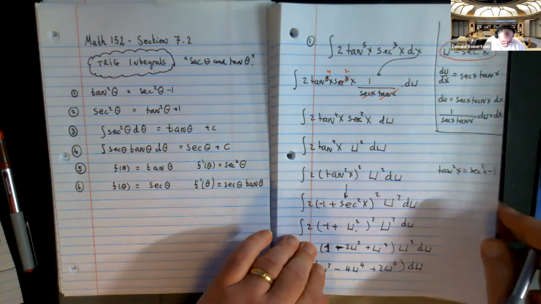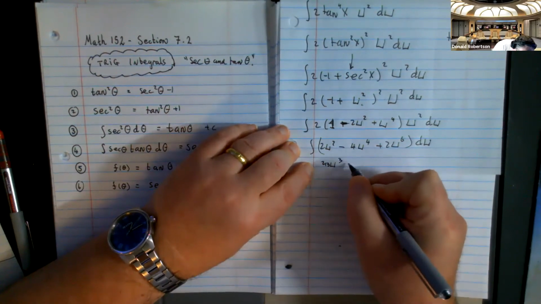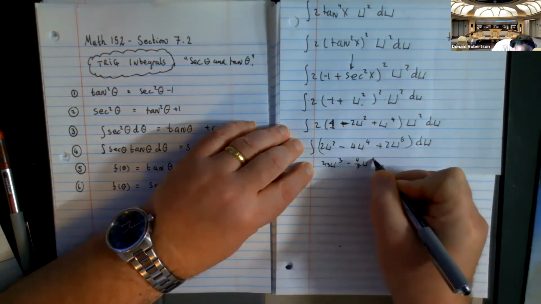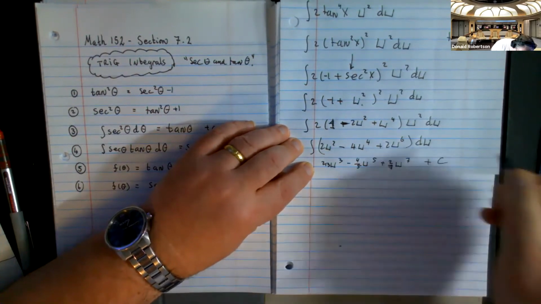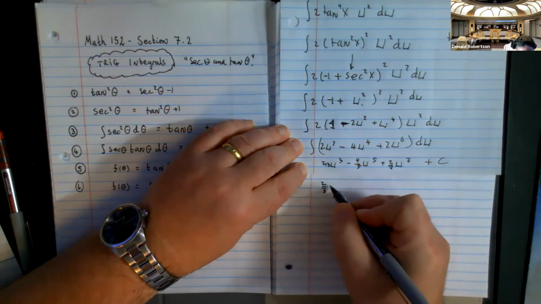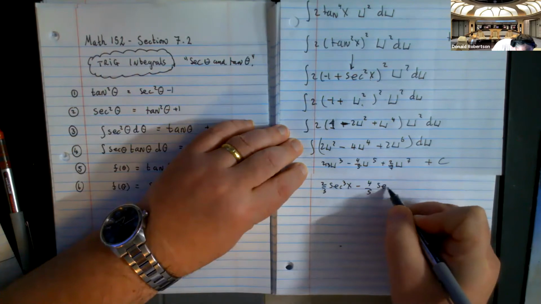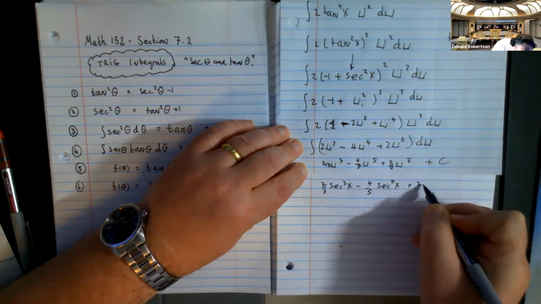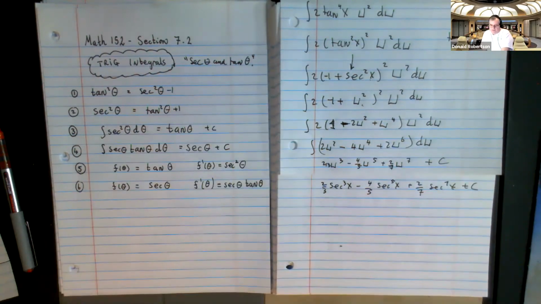Power rule everywhere. 2/3 u cubed, 4/3 u to the 5, 2/7 u to the 7 plus some c. Turn all the u's into secants. If you're doing notes, you could probably just put that here and leave 4 or 5 lines and you could fill it in your own time.